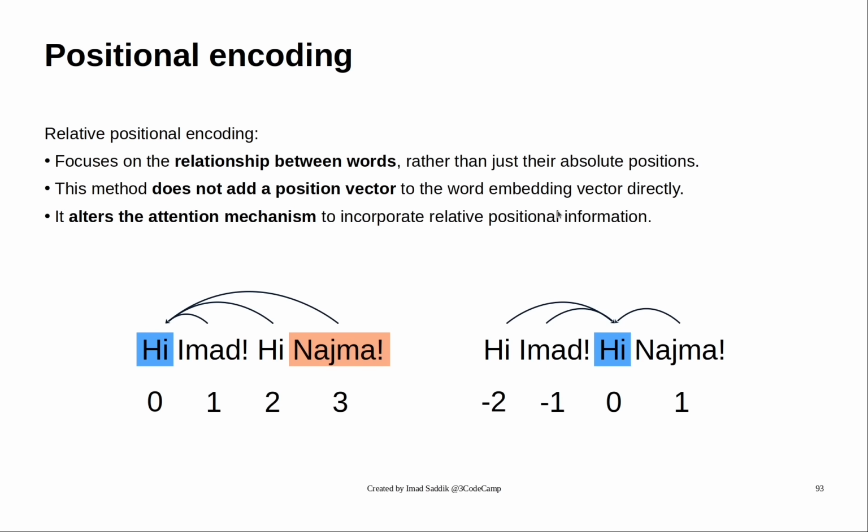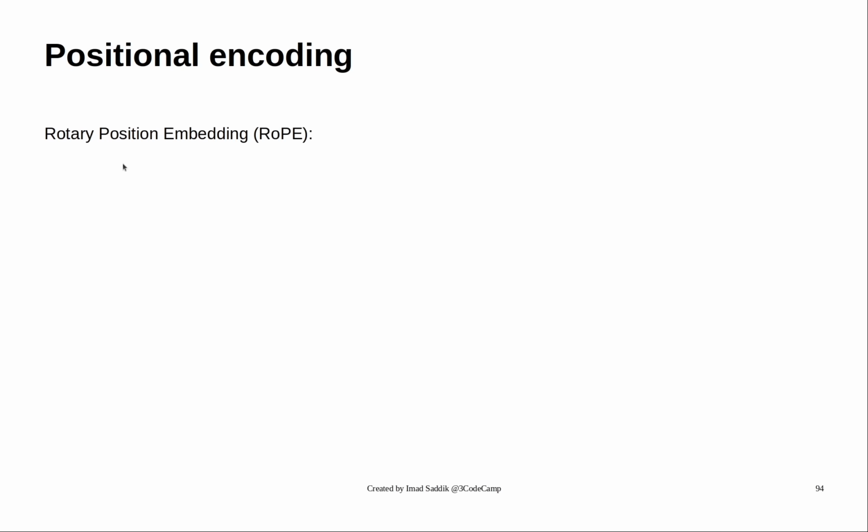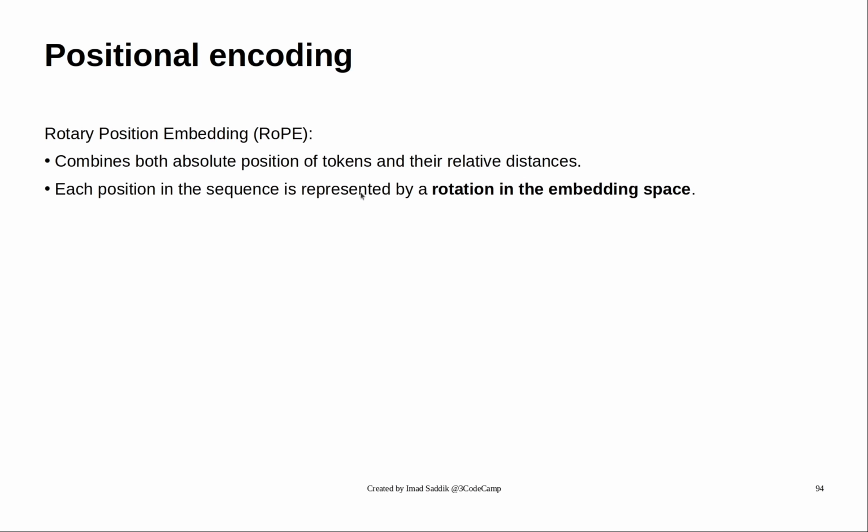Now let's talk about rotary positional embedding. This method combines the best of both worlds. It captures both absolute and relative positions. It does this by rotating token embeddings in space. Imagine our embedding space is two-dimensional. Let's say that the token Imad is located here.